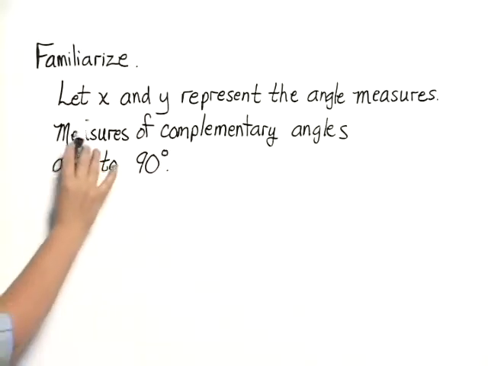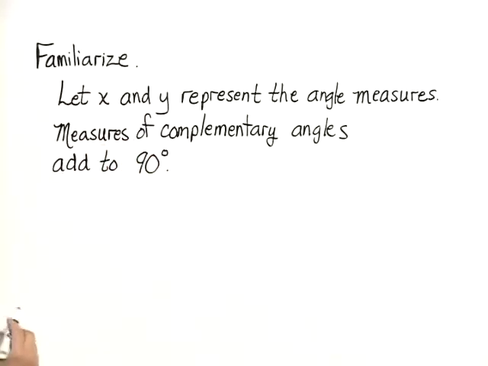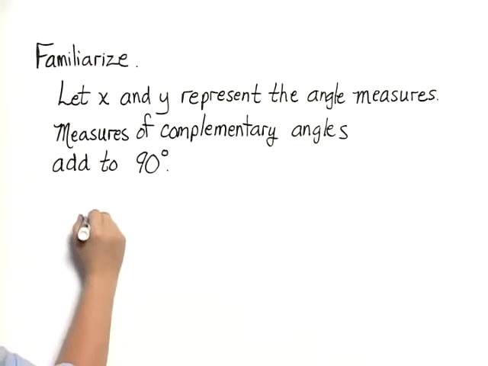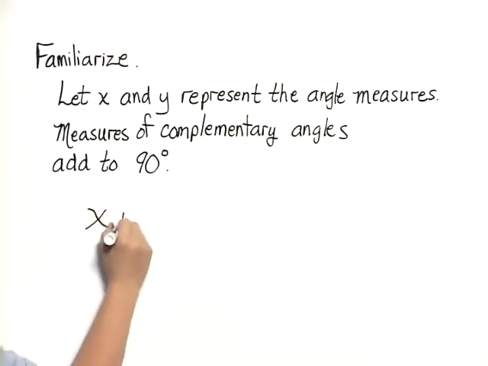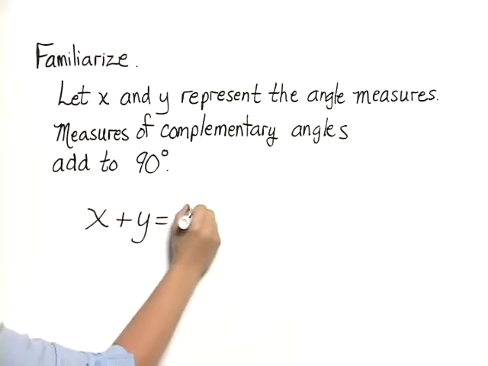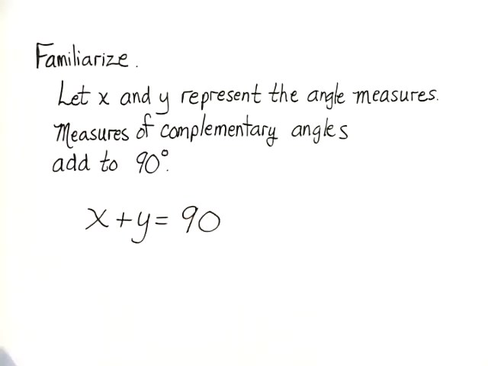If we're told that x and y are complementary angles, then we have our first equation directly, x plus y equals 90. In order to solve for x and y, we're going to have another equation, another relationship, and we get that from the second part of the statement of the problem.